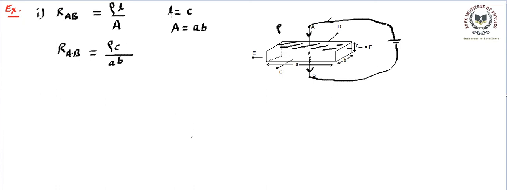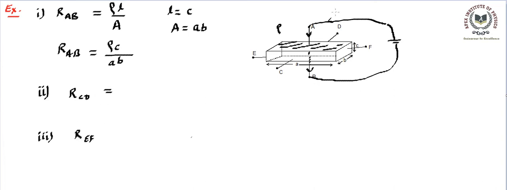If you have got it, then you can write down the resistance for any case. That means you just need to search for the length along the direction of current, and the area perpendicular to the direction of current, which is known as the cross-sectional area. If you understood this, then pause the video and solve this. Find RCD, and then find the value of R across EF.